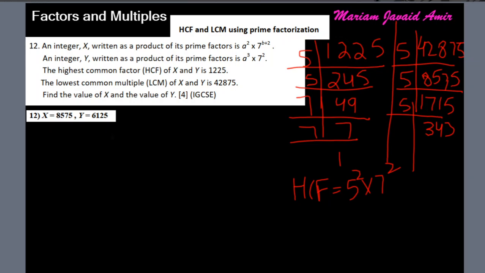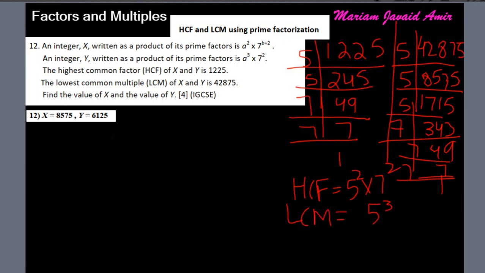which is divisible by 7. That was just a guess, but it worked. 49, and then 7 sevens are 49, and then again 7 ones are 7. So the LCM in the form of prime factors is 5 cube times 7 cube.